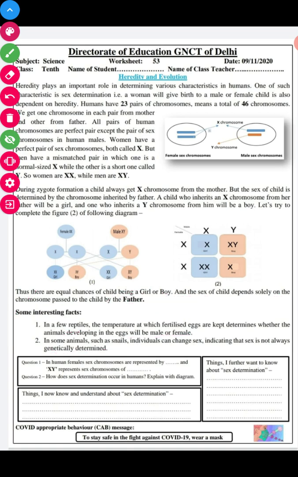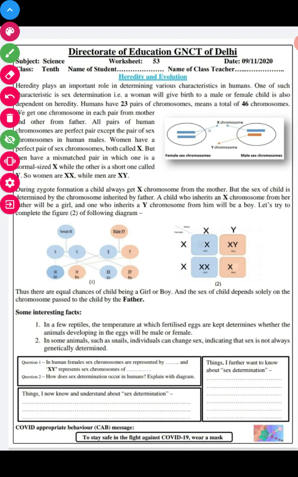So let's do a practice exercise, which is very small and easy. In humans, female sex chromosomes are represented by X and X, and XY represents the sex chromosomes of male. How does sex determination occur? Explain with the help of a diagram. You have to write all these. Okay, till here. Things I now know and understand about sex determination, that you can write as the answer. This is the second question. This is first, I have already written.